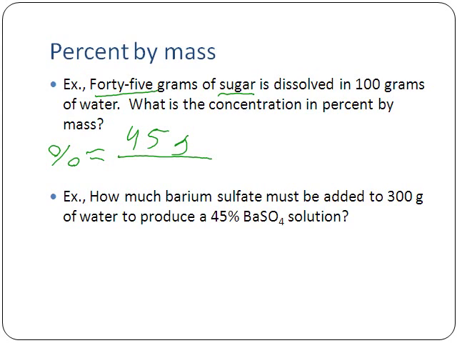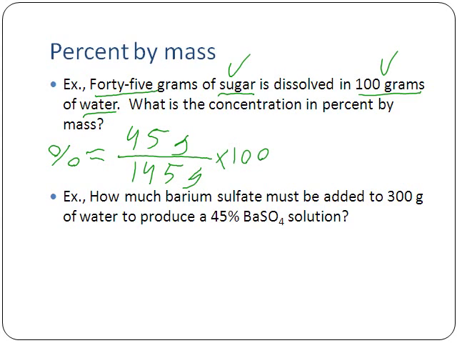And so I'm told that I have 100 grams of water. Same problem I messed up on last time here. Water is not the solution, water is the solvent. To find the total solution, I'd have to add up the solute, sugar, and the solvent, water. And so I'd say 45 plus 100 gives me 145. And so that's going to be the mass of my solution here. And then times 100 to get into percent.